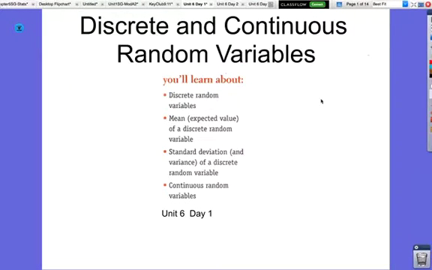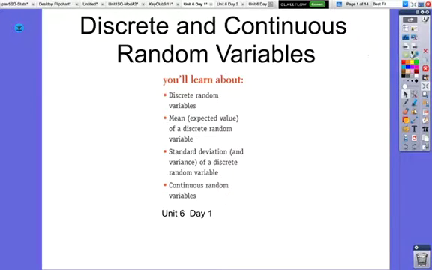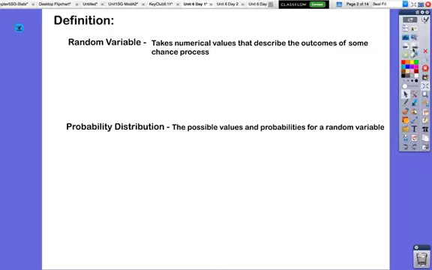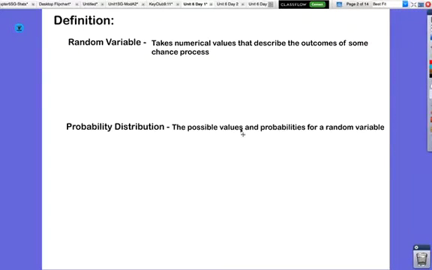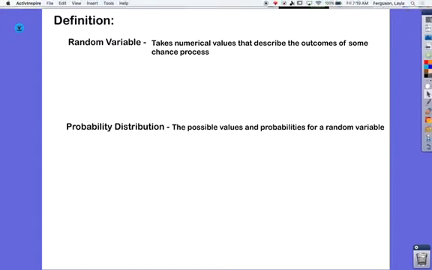This video is for Section 6.1, Discrete and Continuous Random Variables. So a definition for a random variable: it takes a numerical value that describes the outcomes of some chance process. Another very important definition for this section is probability distribution, and that's the possible values and probabilities for a random variable.